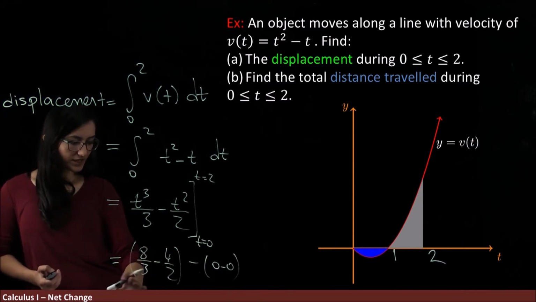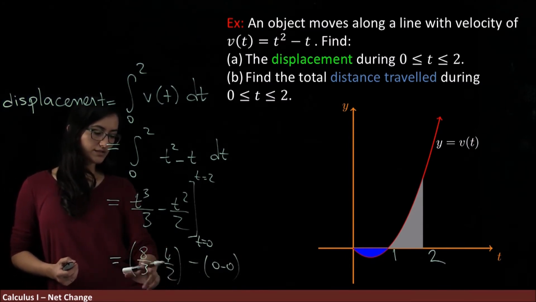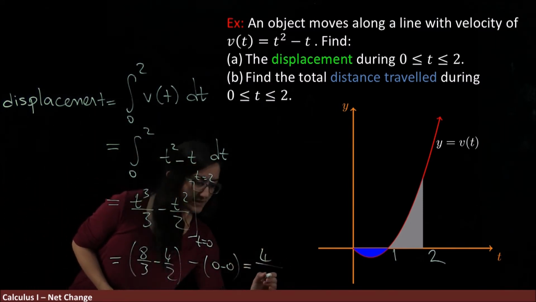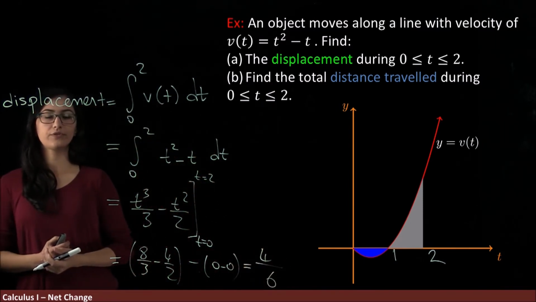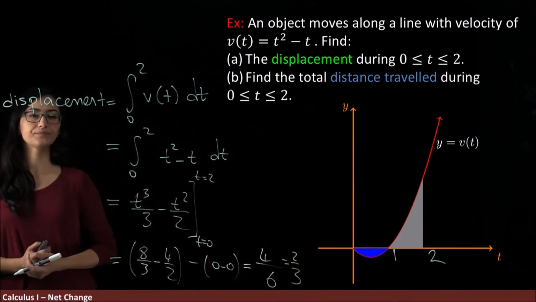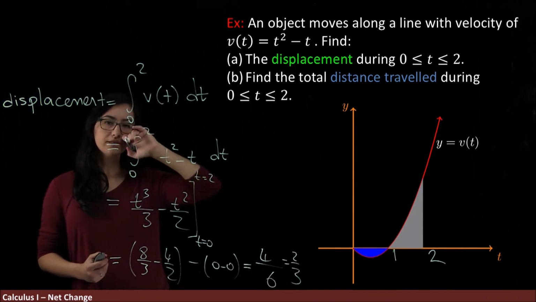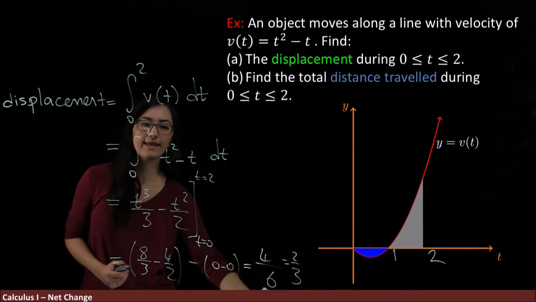So if we do the common denominators, we should get 16 minus 12, 4 over 6. Or in other words, 2 over 3. So here, since the velocity was meters per second, the displacement is going to end up being meters.